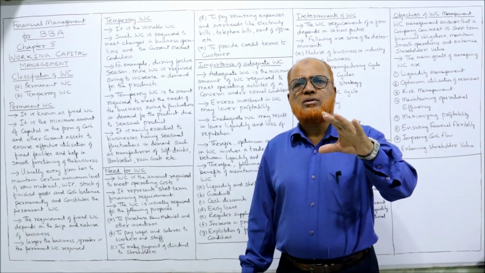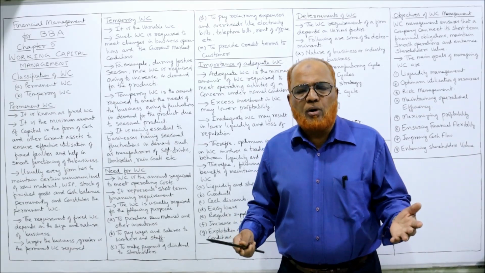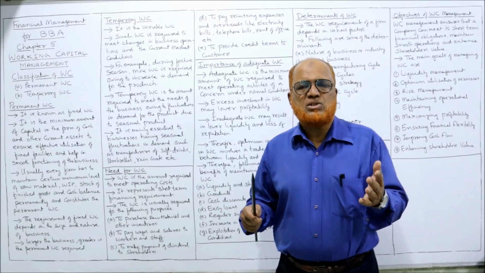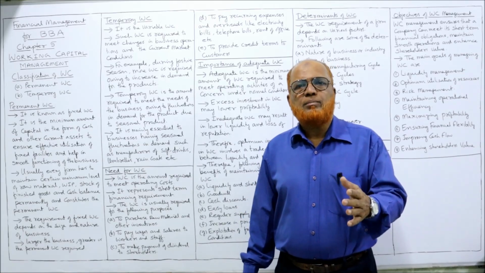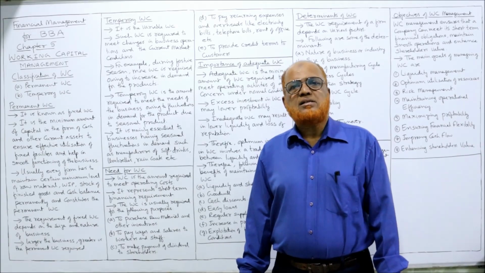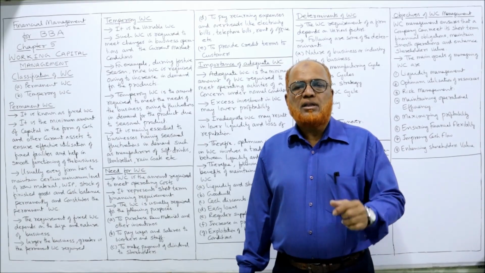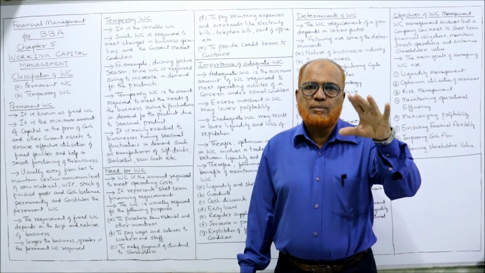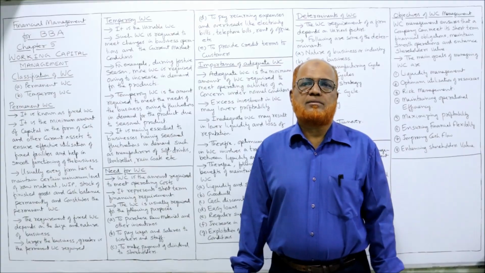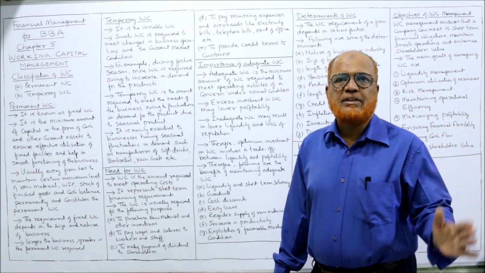Some minimum amount of investment should be made in inventory. Inventory consists of raw material, work in progress, finished goods. Apart from that, some credit sales will also be made. When credit sales are made, there are accounts receivable, cash and cash equivalents. This minimum amount of investment in the current assets is called permanent working capital. This will always be there.